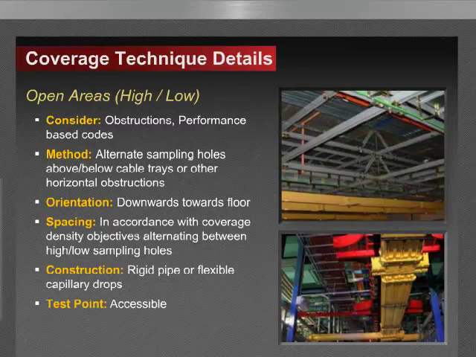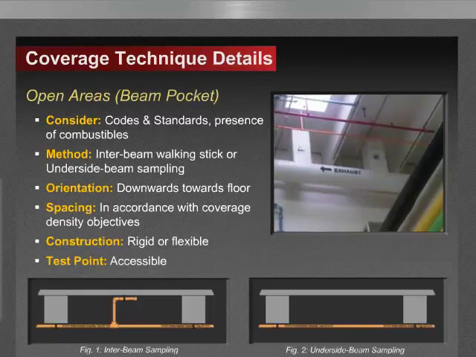And of course, still on the area discussion of open areas, we have potentially beam pockets. Beam pockets are created between large ceiling beams. And depending on the size of the voids and the depth of the beams, it may be necessary to sample within each interbeam space or pocket or underside the beam in order to comply with local codes and standards. A typical on-ceiling air sampling pipe network would normally be mounted below these large areas as illustrated in figure 2 here that we have shown below.